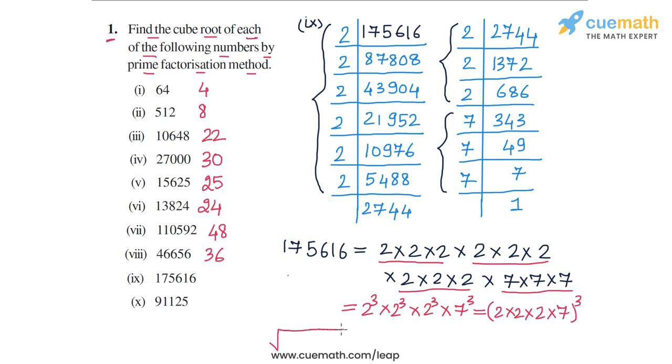And now the cube root is easy to write. So the cube root of this number will be this product that we have inside the bracket, which is 2 into 2 into 2 into 7. That's 8 into 7, or 56. So in part 9, the cube root of the given number is 56.